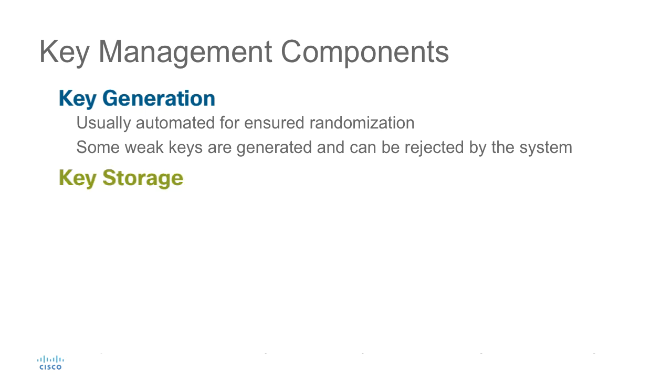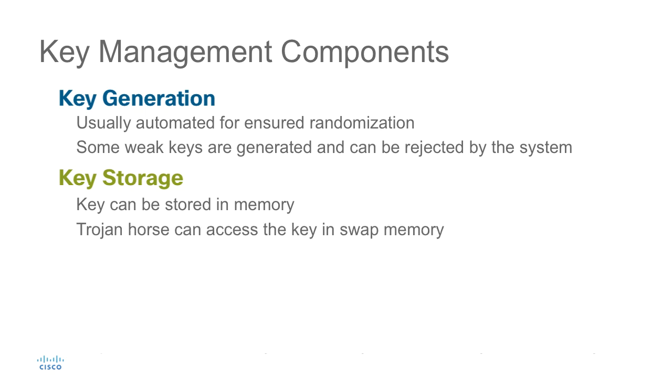In the key storage aspect, we could store that key in memory. And when we deal with a multi-user machine and that key is stored in memory, then that means that other users have access to memory, and potentially a Trojan horse can get to that key when it's sitting in swap memory. And so we have to be real careful with our key storage and make sure that it's not kept in a location that's easily accessible.